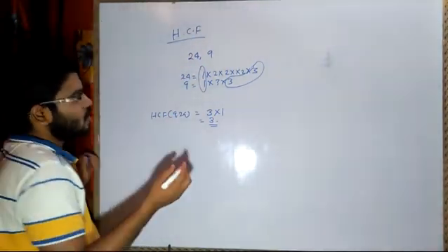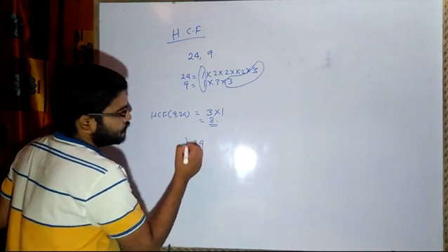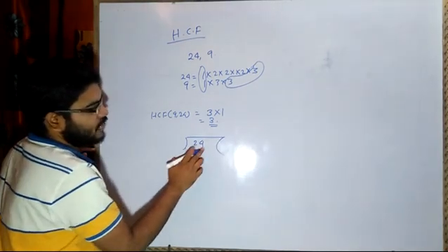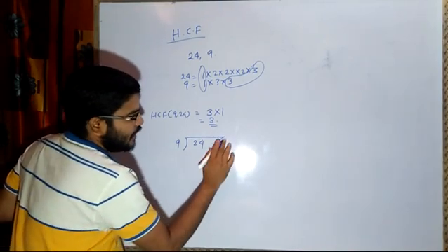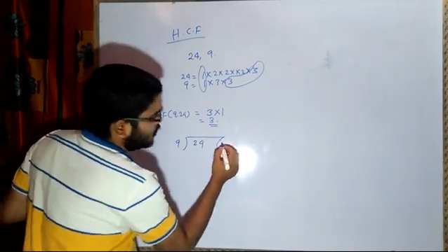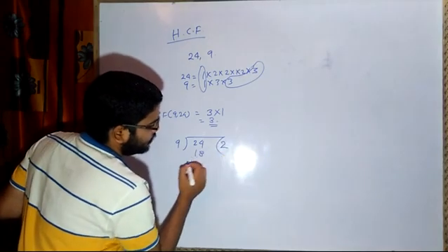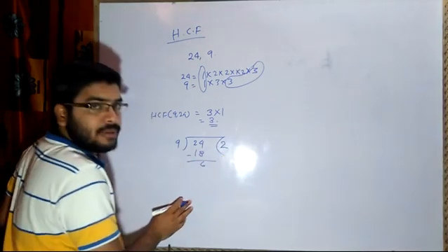Now if I go by long division method, the biggest number I can write here, then I am having 9. 9 1s are 9. 9 2s are 18. 9 3s are 27. So 9 2s are 18. 18 with subtraction will be 6.